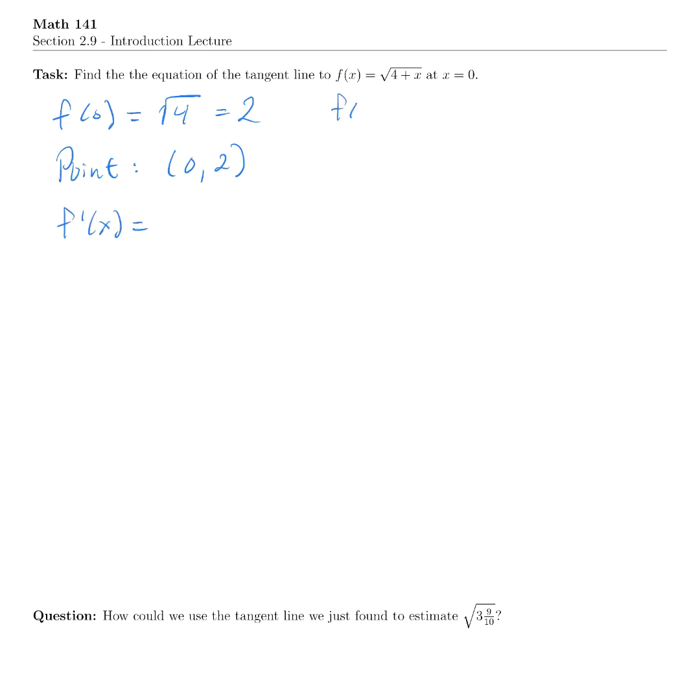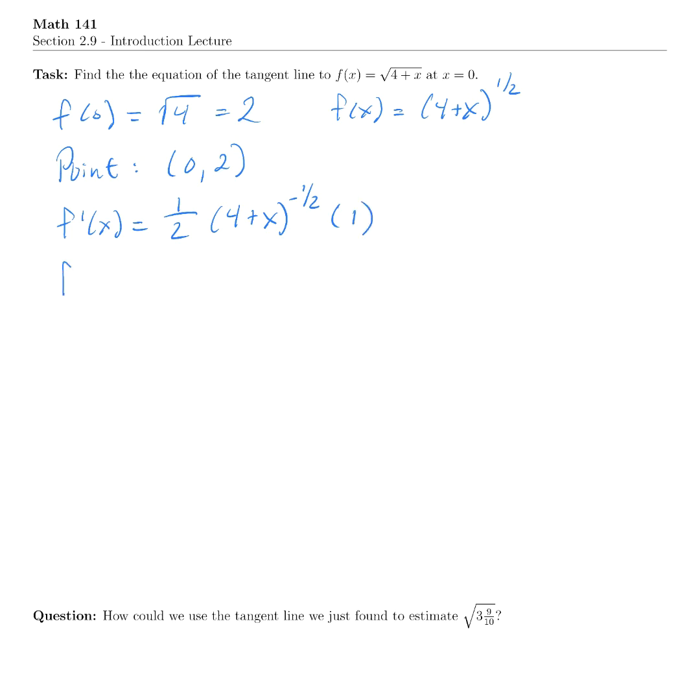I'm going to think about f of x as (4 plus x) to the 1/2 power. So the derivative is 1/2 times (4 plus x) to the negative 1/2. Technically I'm using the chain rule, so I have to multiply by the derivative of 4 plus x, but that derivative is just 1.